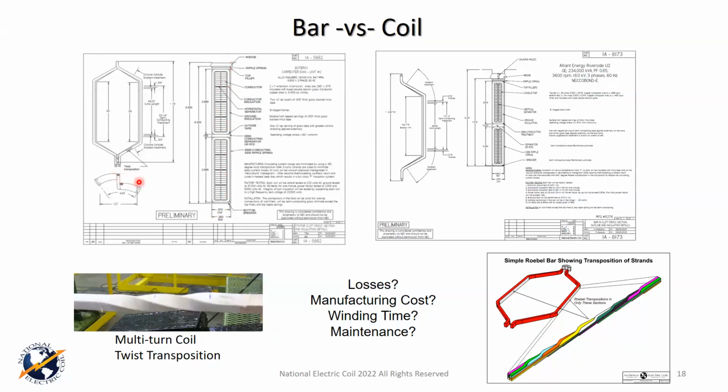One thing that's interesting in this design, you can see this little box that has an X through it. This is called a twist transposition. It's pretty common on hydro machines, and it helps to minimize the losses inside the coil, primarily the circulating current losses.